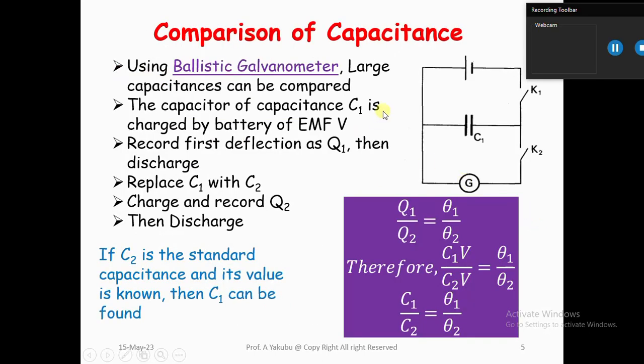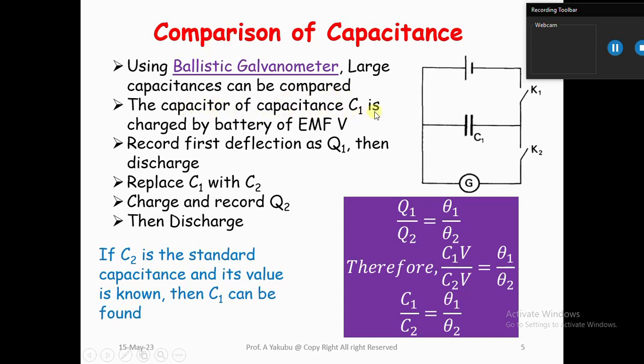Comparison of capacitance. Experimentally, you can compare capacitance and determine an unknown capacitor using what we call the ballistic galvanometer method. This is the ballistic galvanometer. We have a capacitance C1 and then key 1, key 2. We have a cell here. So using a ballistic galvanometer, large capacitances can be compared.